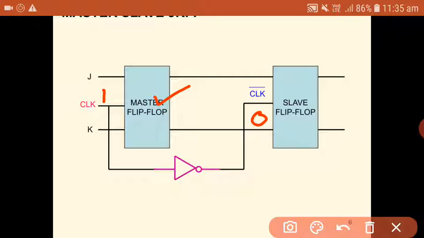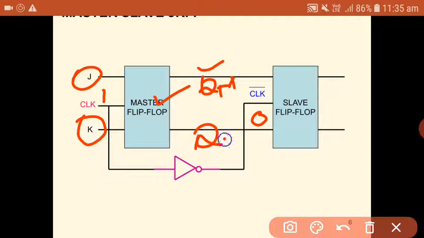So whenever master is active, what will happen? It will be receiving the inputs J and K inputs, and correspondingly it will be producing the outputs. Let us say QM and QM bar are the outputs of master flip-flop. So when slave will be active?